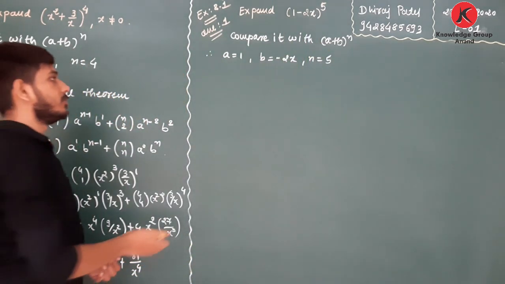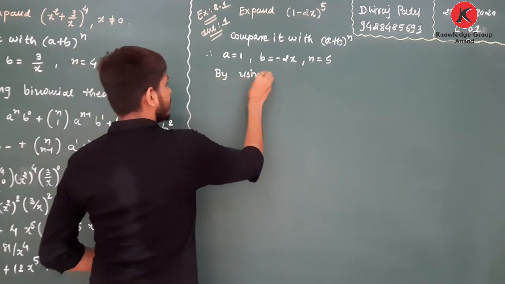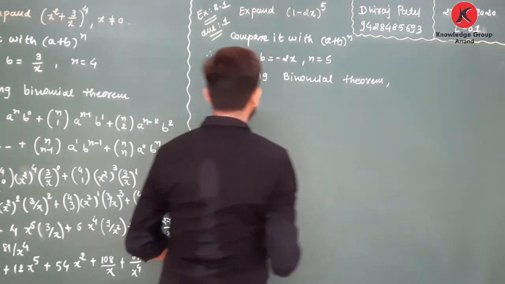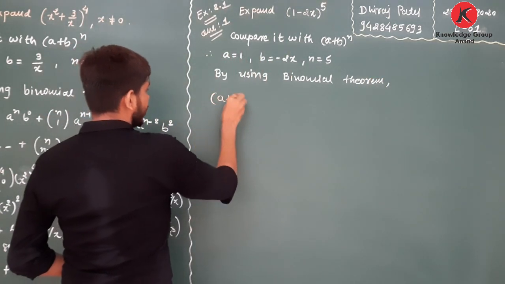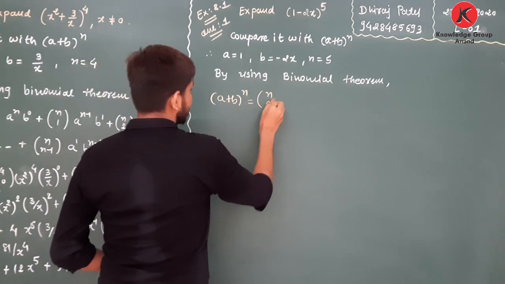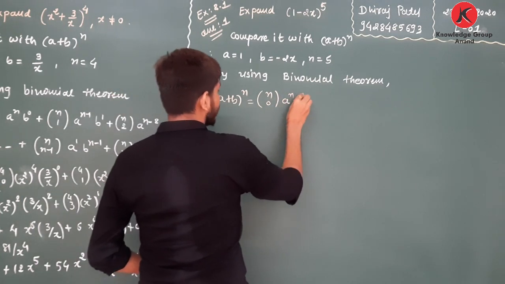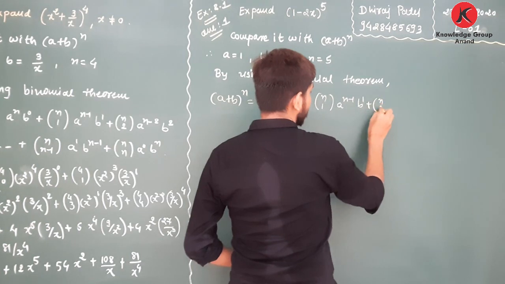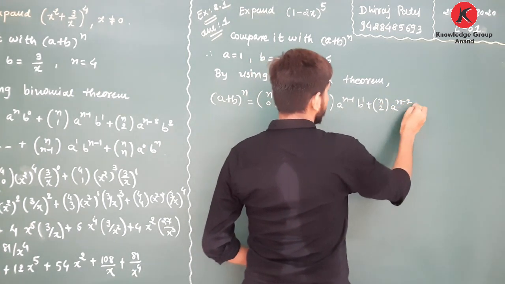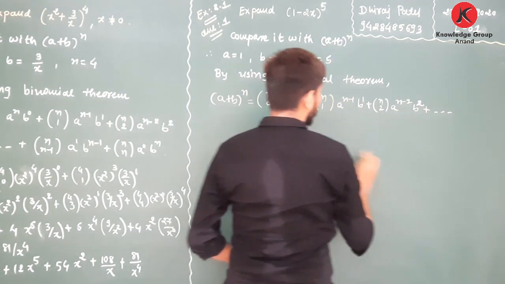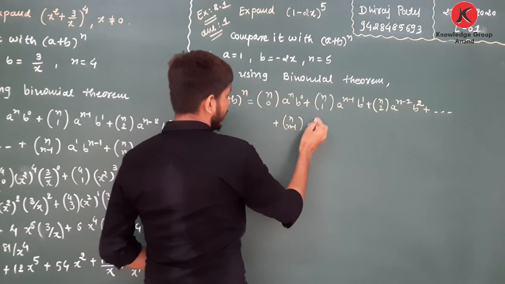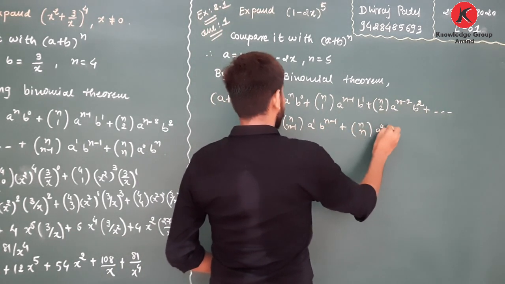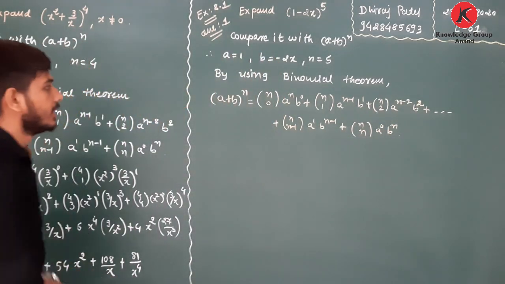Now, write down the binomial theorem. So, what is the binomial theorem? (a plus b) whole raised to n equals nC0 a raised to n, b raised to 0, plus nC1 a raised to n minus 1, b raised to 1, plus nC2 a raised to n minus 2, b raised to 2, plus up to the second last term, nC(n minus 1) a raised to 1, b raised to n minus 1, plus nCn a raised to 0, b raised to n is your last term. Clear? This is our binomial theorem.